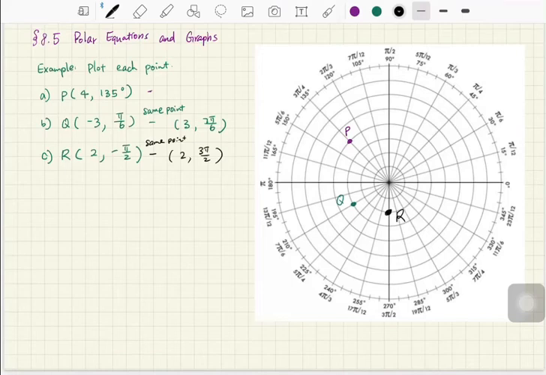For example, (-2, pi over 2). So pi over 2 is here, but the radius is negative, so it's going away from the pi over 2. Okay, so that means for any point I have on the polar coordinates, it is possible for me to have multiple different ways of representing the same location.